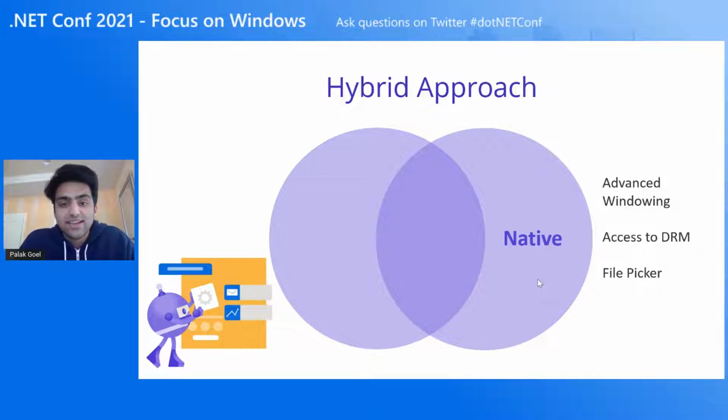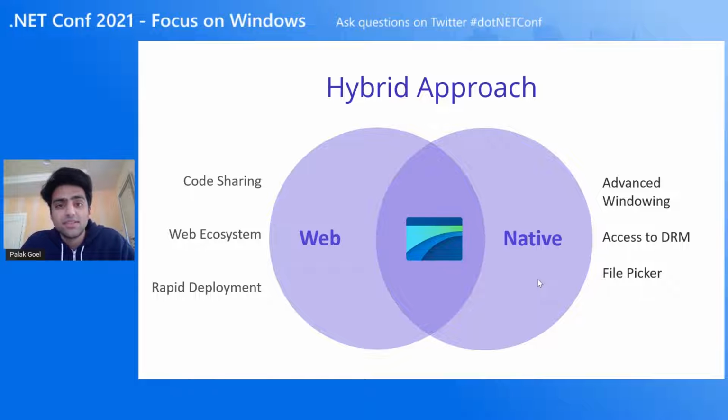On the other hand, there's so much you can do with native applications. They're a lot more powerful. You can do things like advanced windowing. You have access to DRM and the local file system, just to name a few. So there are so many more things you can do with native, and it becomes a really hard choice when deciding between web-based technologies and native technologies. On the WebView2 team, we think they should not be mutually exclusive, that you should be able to take a hybrid approach where you bring the best of the web and the best of native together. And you can do that with WebView2.